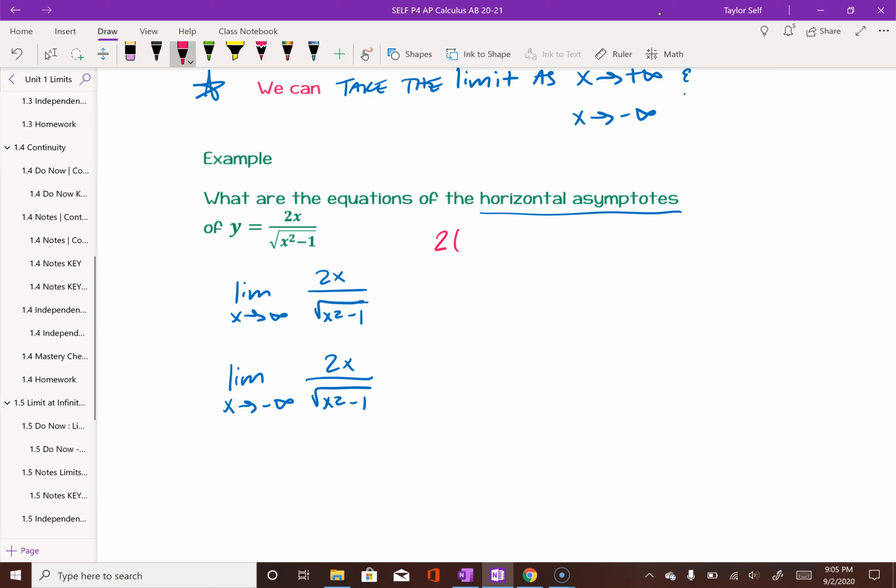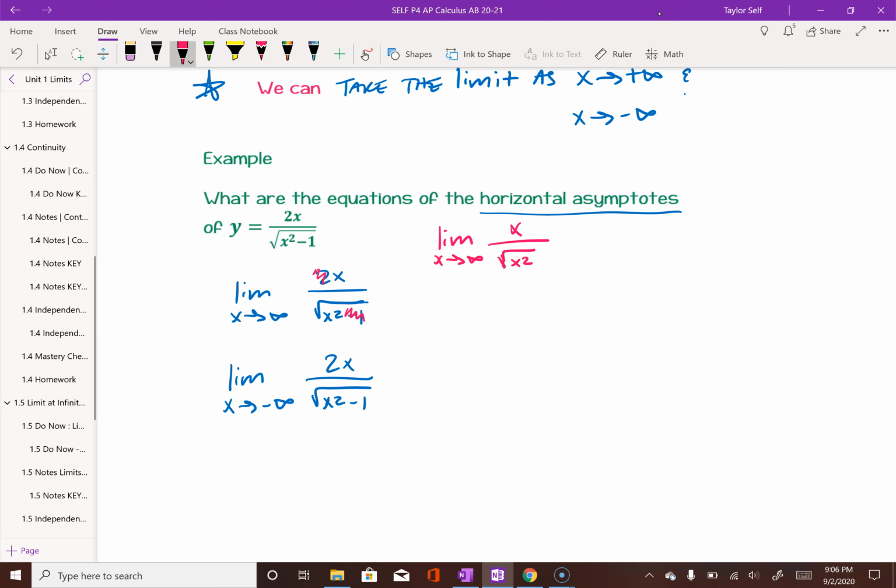2 times infinity over square root of, actually really quick, before we imagine plugging in infinity, we have to get rid of things that don't matter. So what things are small? Really small, if you were to plug in infinity. This -1 is super small if we were to plug in infinity. This 2 also doesn't matter if we were to plug in infinity. So we could almost pretend that we're taking this limit: limit as x approaches infinity of x over square root of x squared.